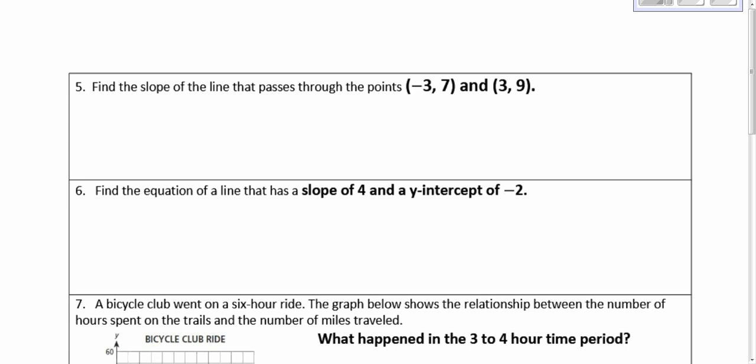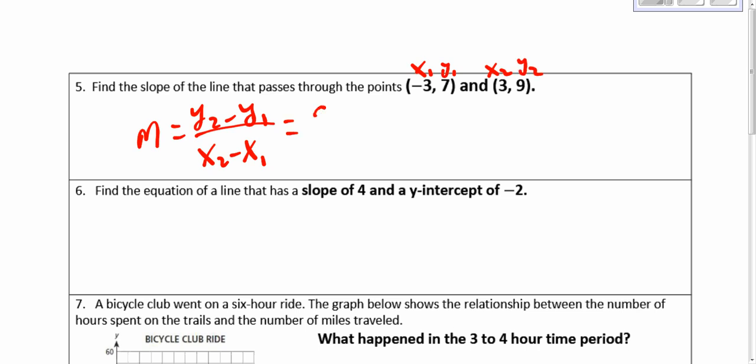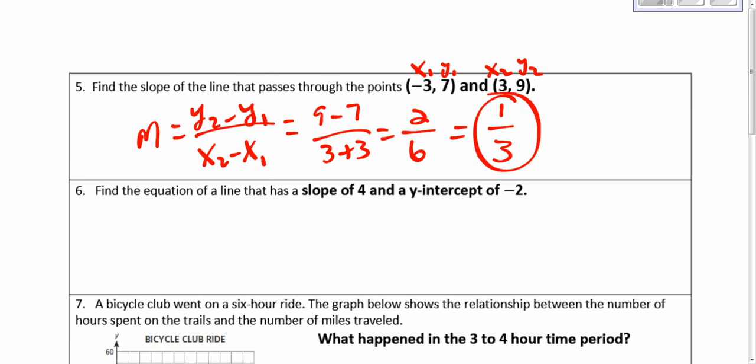Number 5, find the slope. You got to use the slope formula. I would write it down, m equals y2 minus y1 over x2 minus x1. So that'll remind you that you need to label your points. x1, y1, x2, y2. 9 minus 7 over 3 minus negative 3, which is the same thing as 3 plus 3. So it's 2 over 6, which simplifies to 1 over 3. Number 6, find the equation of the line. It has a slope of 4 and a y-intercept of negative 2.